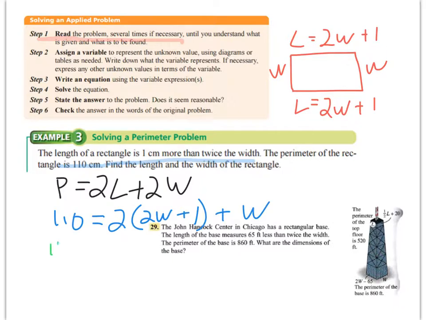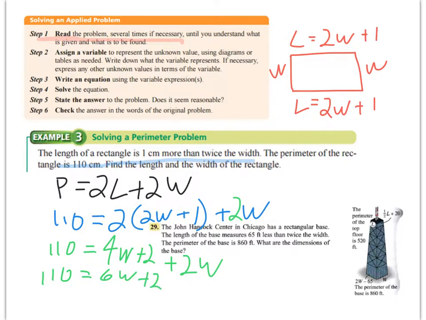Let's see, so we would want to distribute the 2 into those parentheses. We get 4W plus 2, oops, I forgot my 2 here, plus 2W, and again that 2 is just there because it's in the formula. So we get a total of 6W plus 2, so we would subtract the 2 from both sides. We get 108 equals 6W. We would divide 108 by 6 in order to find the width, and we get a width of 18.